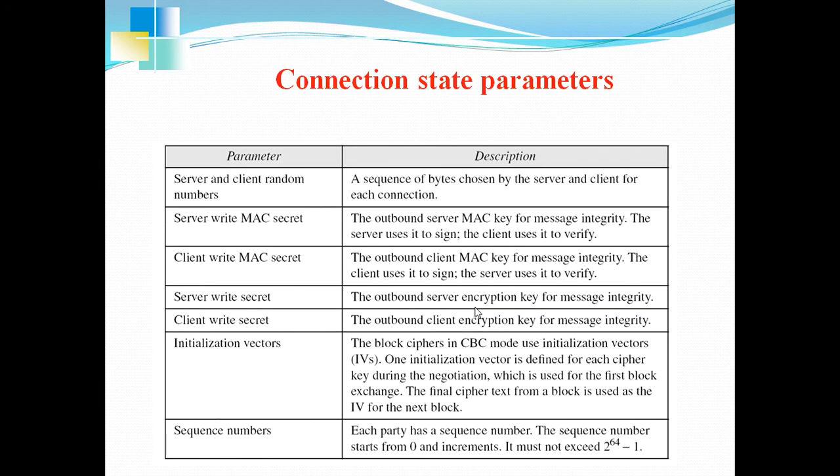Similarly, every connection has some parameters. So what are the connection state parameters? There are the server and client random numbers, server write MAC secret, client write MAC secret, server write secret, client write secret, initialization vectors, and sequence numbers. Now we look into all these connection state parameters.